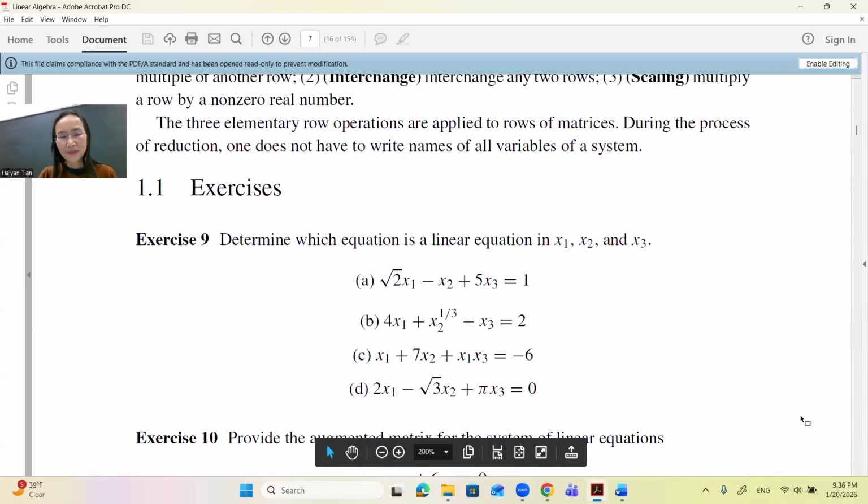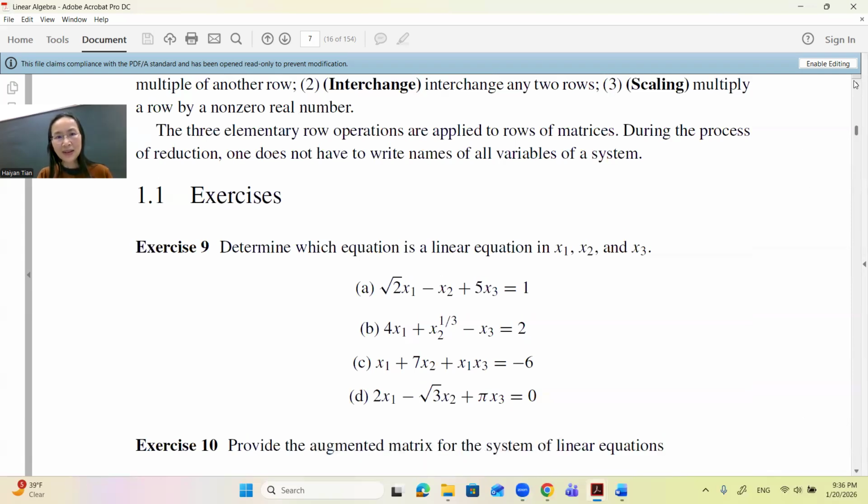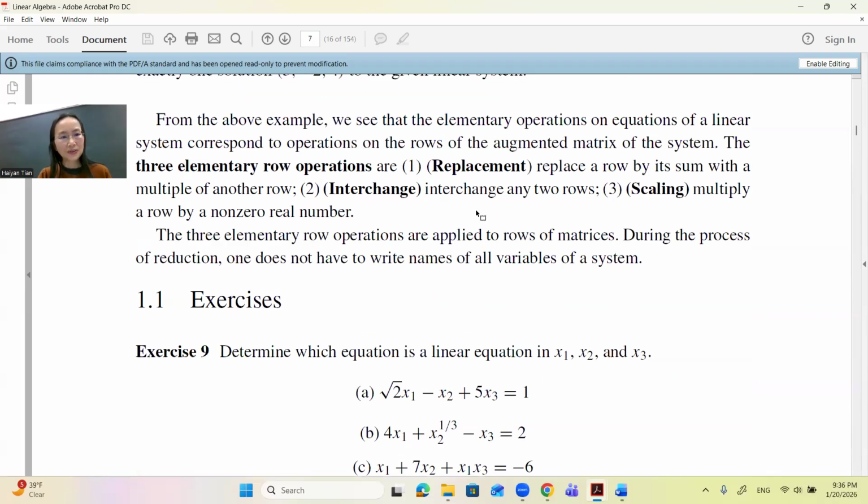Okay, so there are three operations, and they are called scaling, interchange of two equations, or interchange of two rows of an augmented matrix. Scaling means multiplying an equation by a non-zero number, or for the matrix, multiplying a row of the matrix by a non-zero number. Replacement is to replace a row.